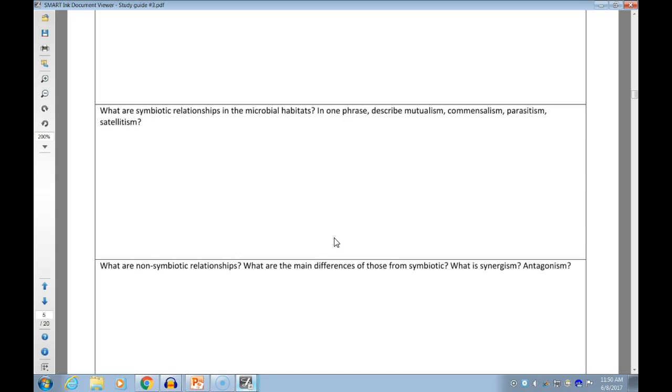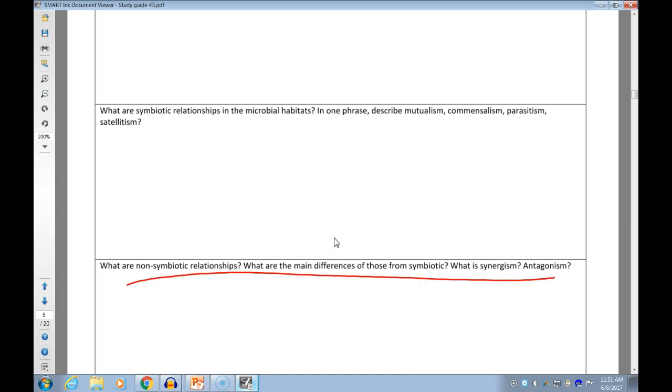In one phrase, I don't mean that you put all four words in one phrase, God forbid. What I'm saying is, when you want to describe mutualism to someone, you say a mutualistic relationship is when both participants benefit. Commensal: one benefits and the other is neither hurt nor benefited. Parasitic: one is hurt, one benefits. Does that make sense? Just practice this. You're going to get a question about these relationships, guaranteed.